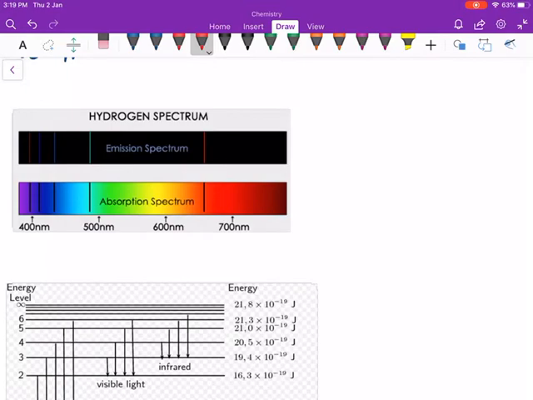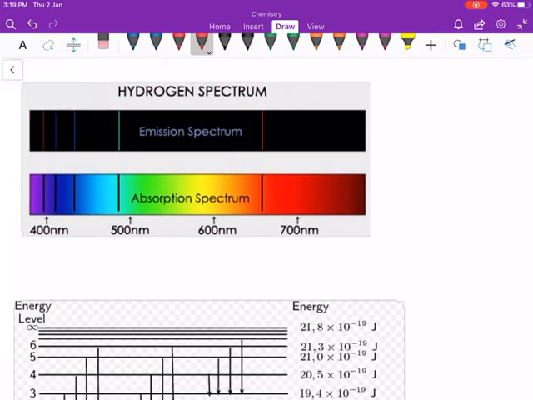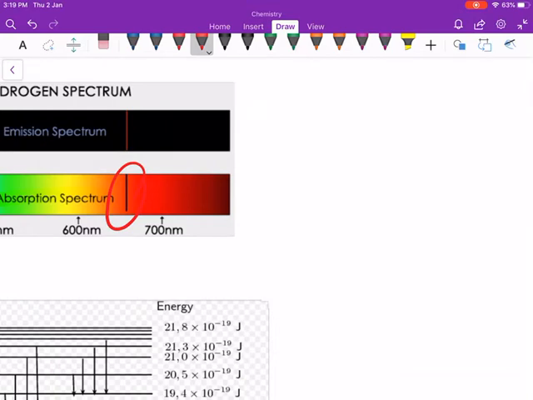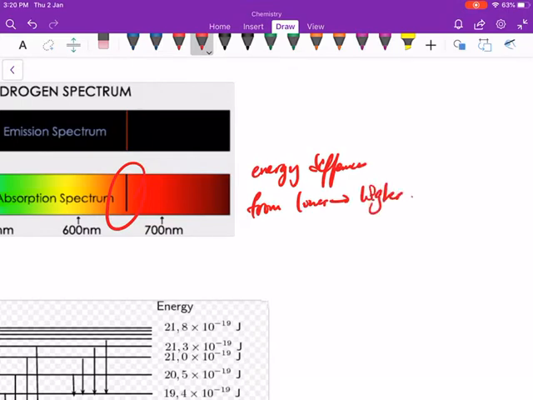So I'll say what I see. In absorption spectra, we've got a colored background and we've got black lines. These black lines are discrete. They don't overlap each other and they each have their own position. So what do these black lines represent? They correspond to the energy absorbed by the electron going from a lower energy level to a higher energy level. So they are the energy difference from the lower energy level to the higher energy level, yeah?